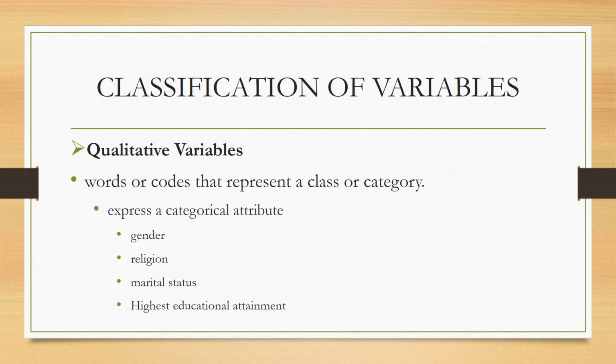So we can classify variables into two. The first one is qualitative variables. Ano nga ba ang qualitative variables? Ang qualitative variables are words or codes that represent a class or category. They express a categorical attribute. Examples: gender, religion, marital status, and the last is highest educational attainment.